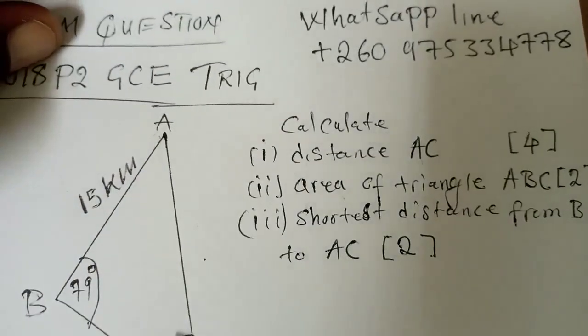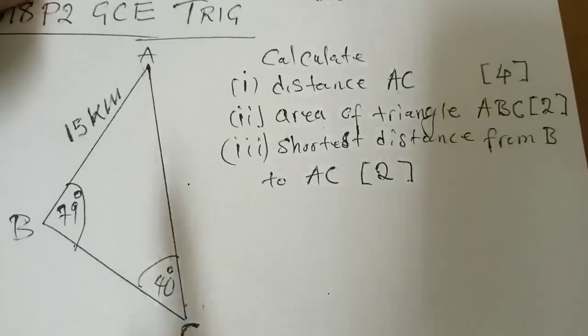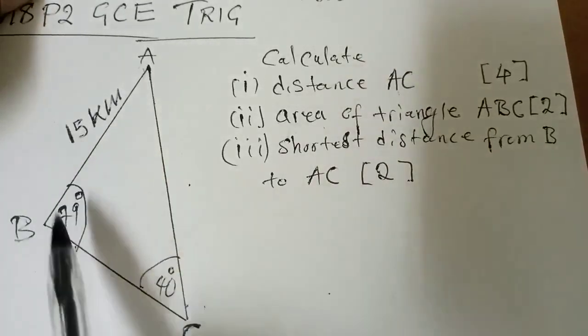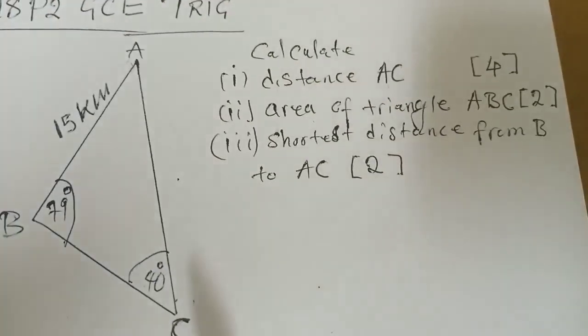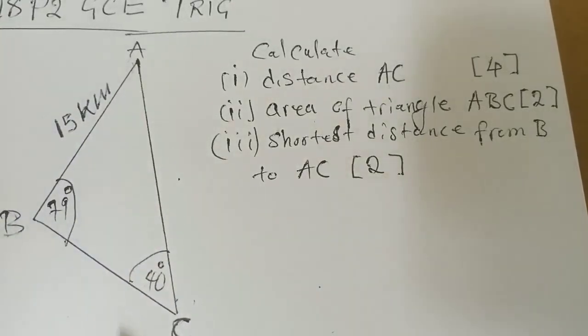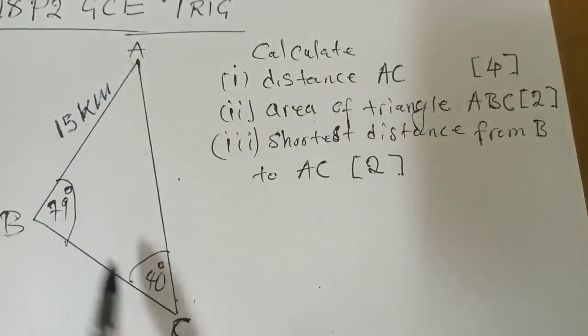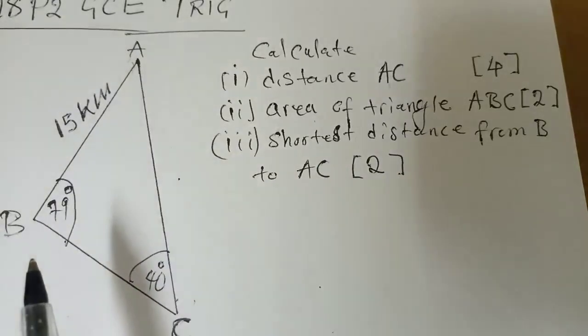They're asking us to find the distance AC when we have this distance BC and the two angles. And remember, I talked about which formula you should use when you have two angles and one distance. So I said that when you have two angles and one distance, it is the sine rule method that you are supposed to use.